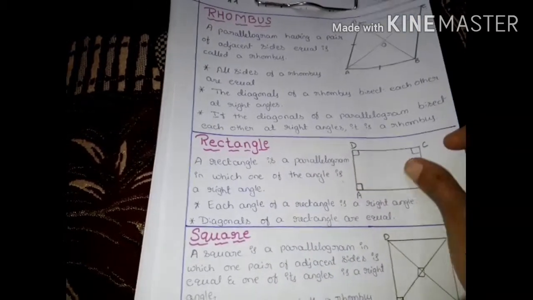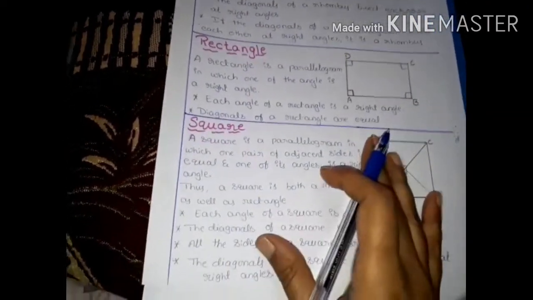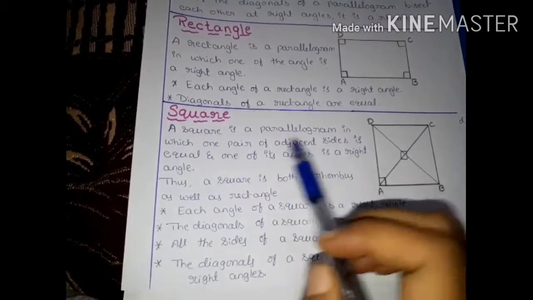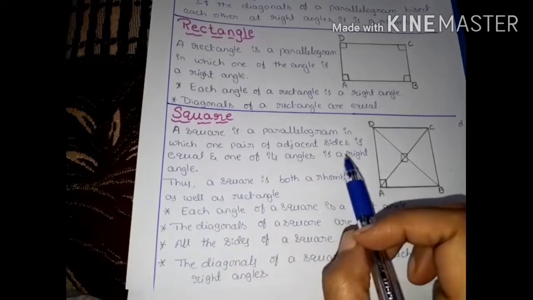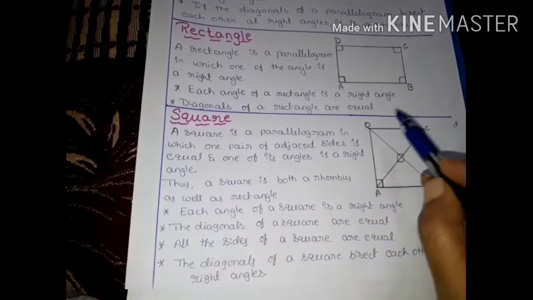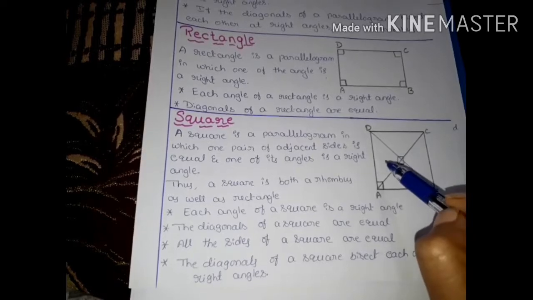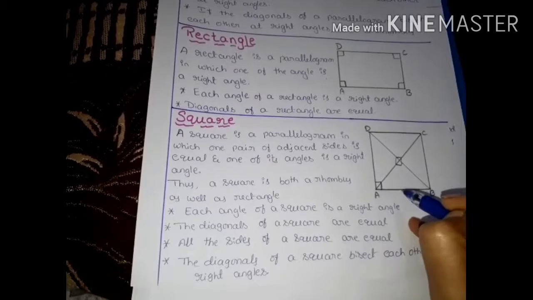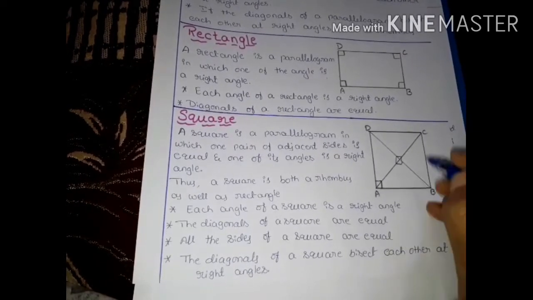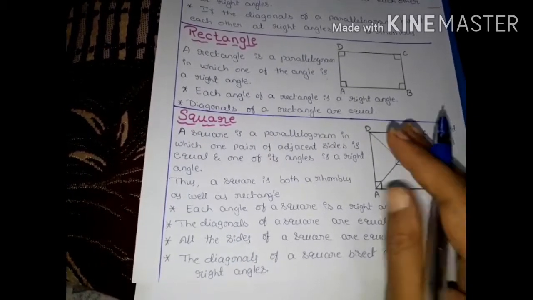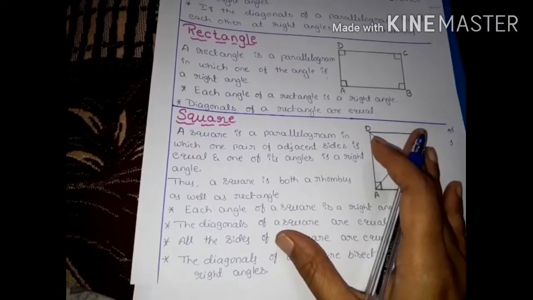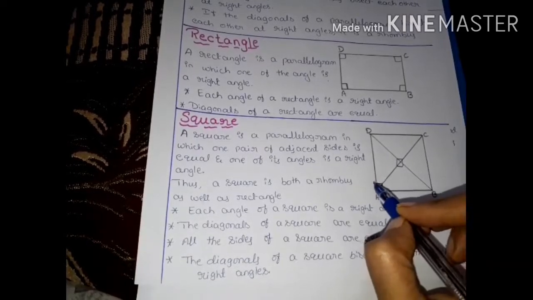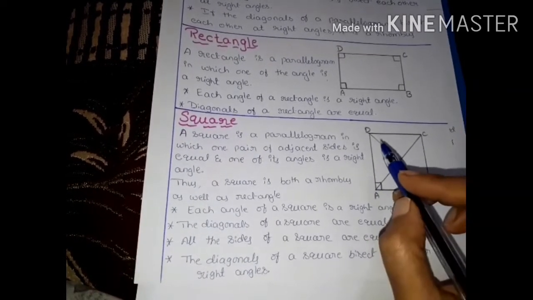Next, let us discuss square. A square is a parallelogram in which one pair of adjacent sides is equal and one of its angles is a right angle. One pair, AD equal to AB, of adjacent sides are equal, and one of its angles is a right angle. If one angle is a right angle, then all angles are right angles.